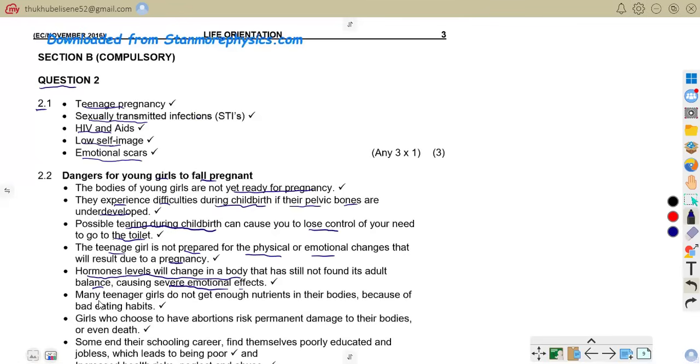Also, many teenagers just do not get enough nutrients in their bodies because of bad eating habits. Here we're talking about not enough nutrients for teenage girls. Teenage girls need nutrients for their own growth, so this can lead to poor health and malnutrition for both mother and baby.